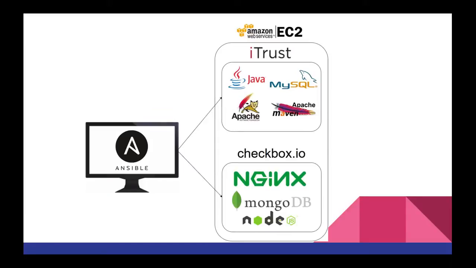We created an Ansible script to install dependencies like Nginx, Node, and MongoDB for Checkbox.io. Similarly, we wrote Ansible scripts to install dependencies like Java, Maven, and MySQL for iTrust.